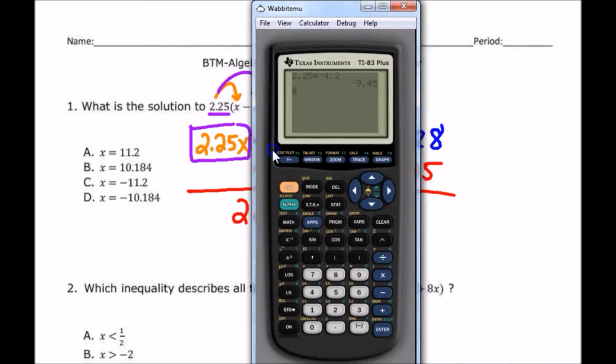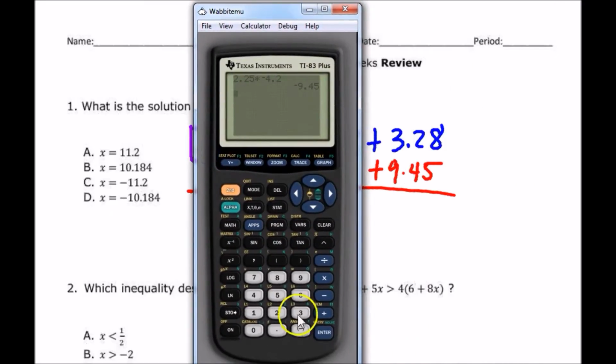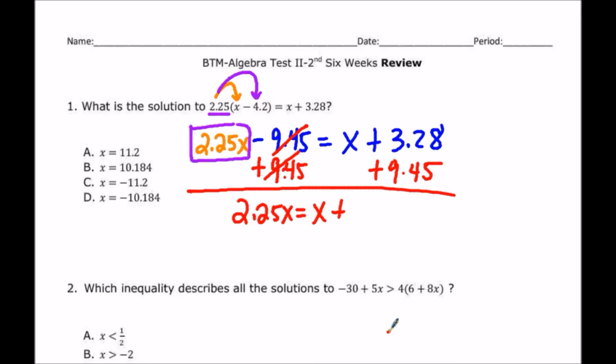if you can't do that in your head, guess what? We have our calculator. Don't put the calculator right in front of the numbers. Just go over here. 3.28 plus 9.45. Press enter, and I get 12.73. So I write down 12.73.